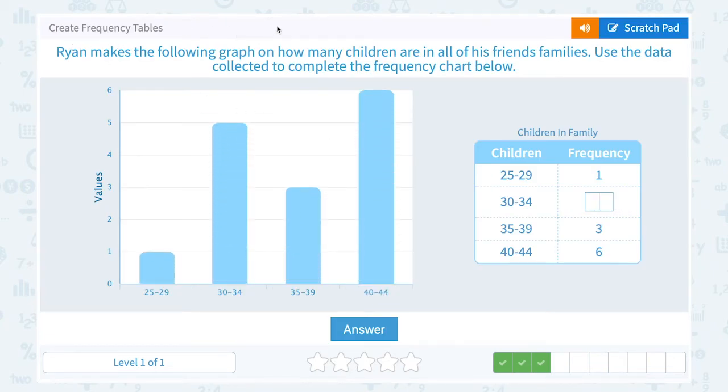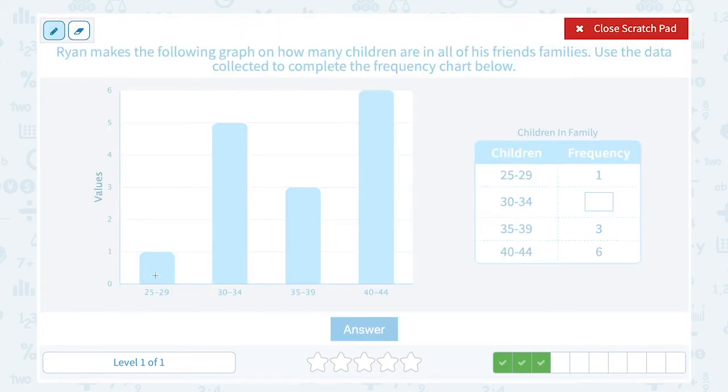Ryan makes the following graph on how many children are in all of his friends' families. Use the data collected to complete the frequency chart below. Okay, well, the first one they told us, for the value of 25 to 29 children came up once. Okay, well, we can see that for 25 to 29, it was right at 1. We want to fill in the next value. For 30 to 34 children, how frequently did that answer come up?